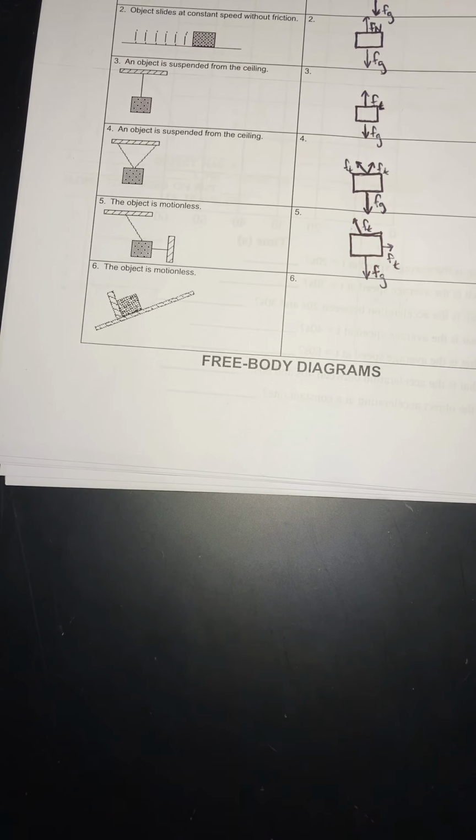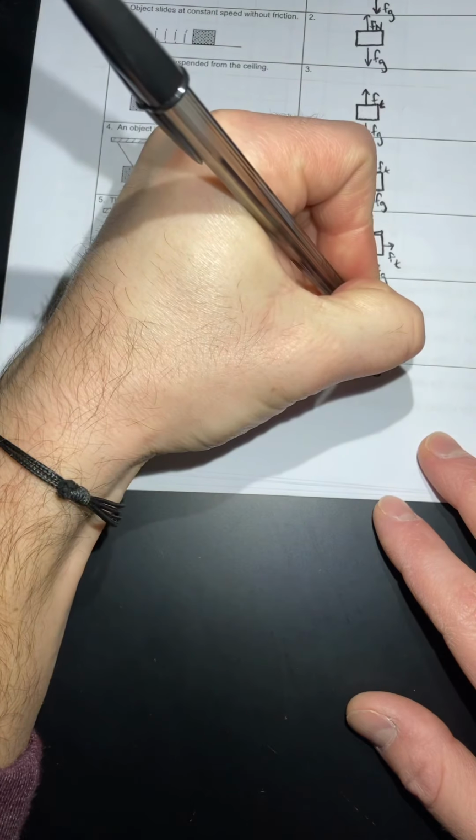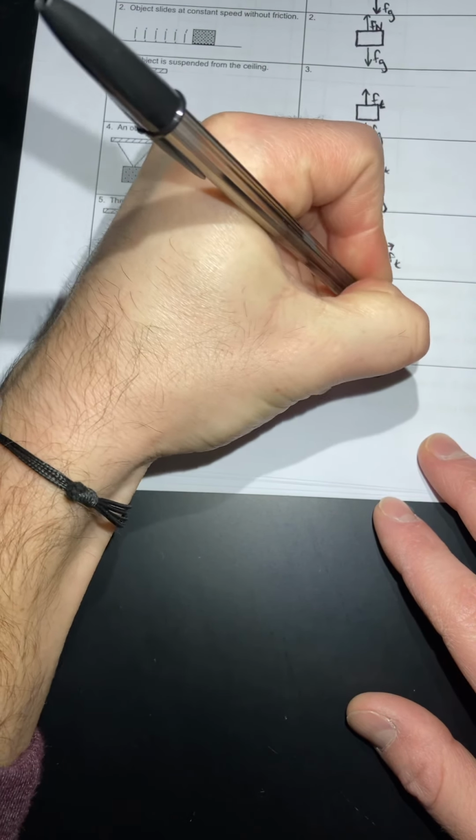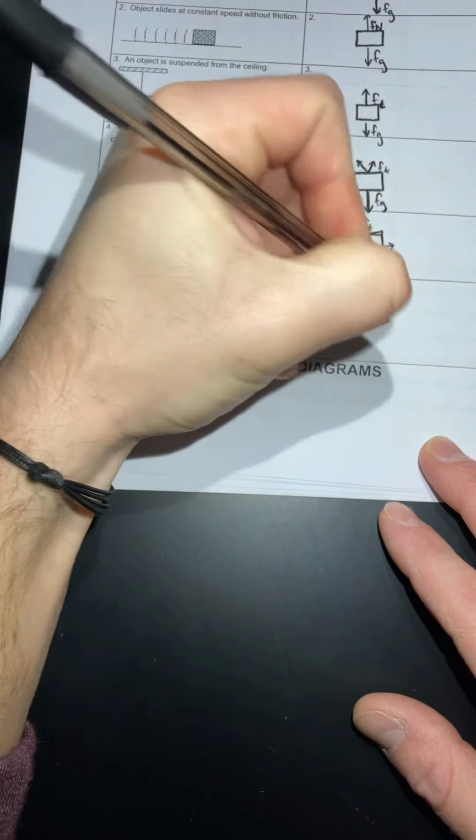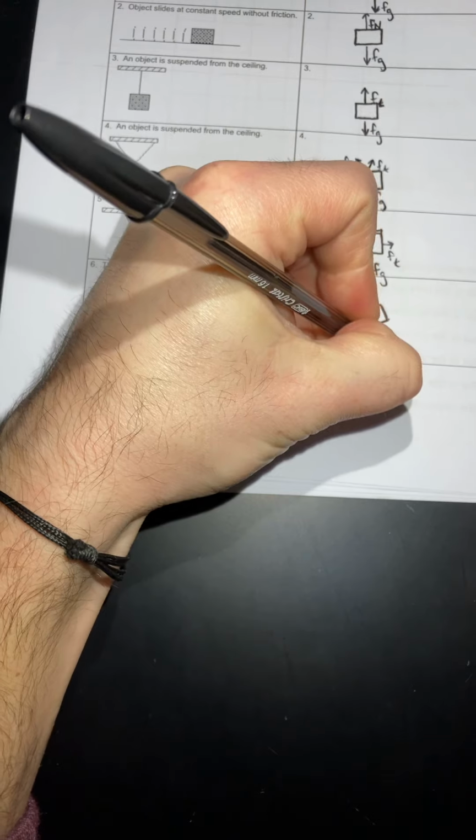All right, on the last box. Okay, what's acting on this box? Gravity. Now, some of you were drawing gravity in weird positions, okay? Gravity always acts straight down. So gravity is going to be right here, okay?